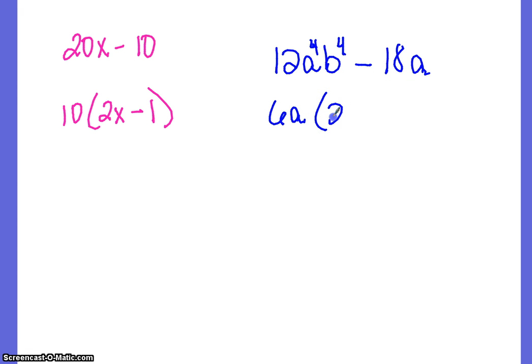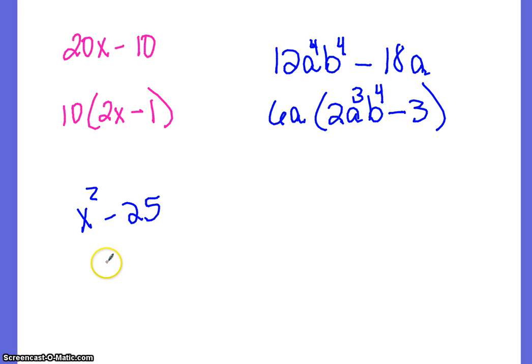12 divided by 6 is 2. a to the fourth, when I take one a out, leaves me a to the third. b to the fourth does not change. Minus 18 divided by 6 is 3. I have an a, I pull the a out, it's gone. So that's going to be your answer there.